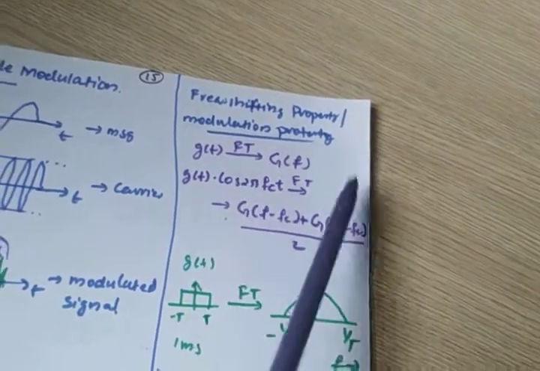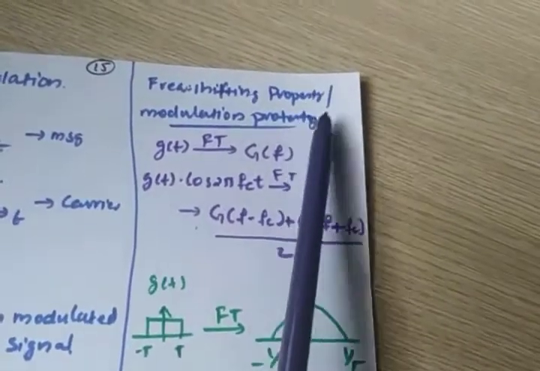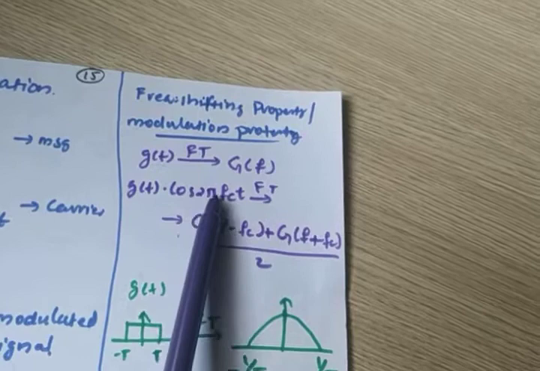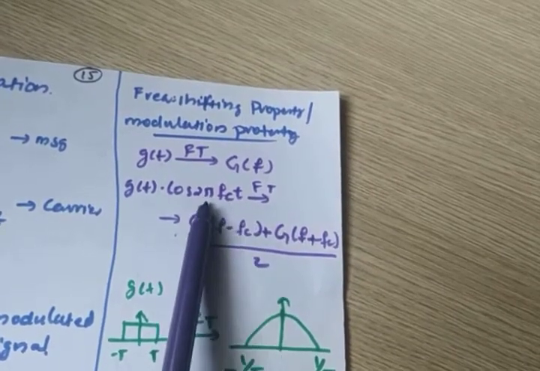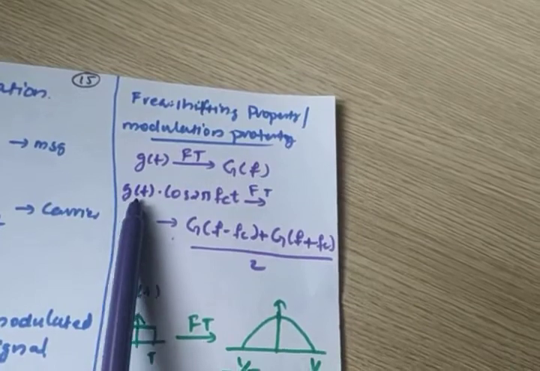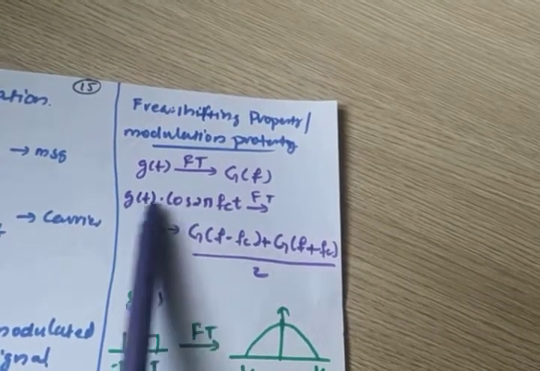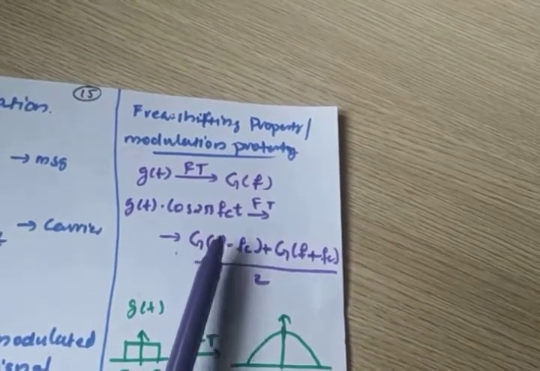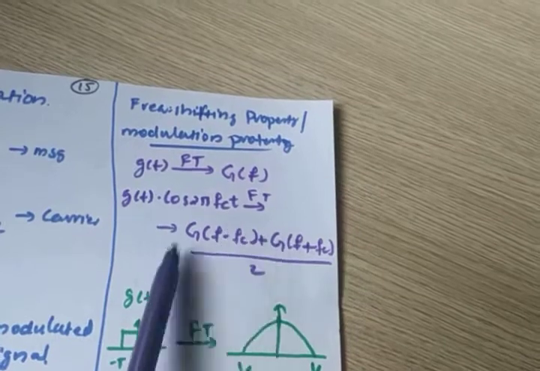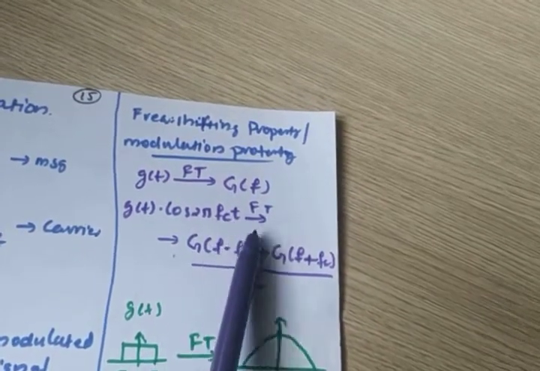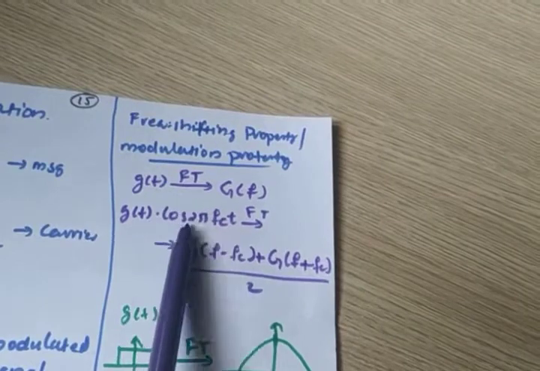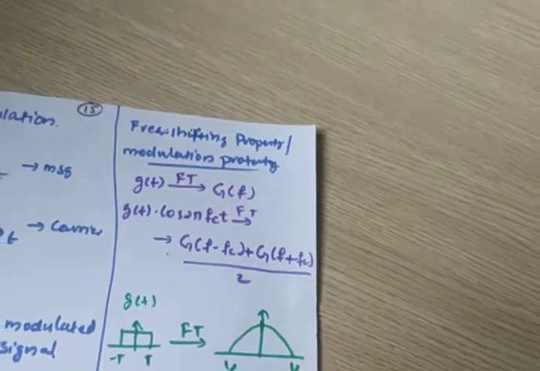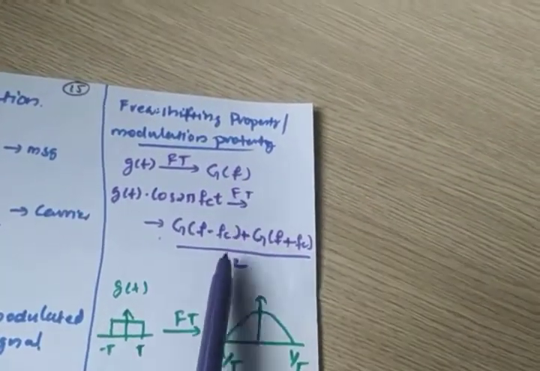So there is a property called the frequency shifting property or modulation property. It is like this: G of t cos 2 pi fct. This is our carrier, and this is our message. The message is multiplied by the carrier. Simply take the Fourier transform, and you will get G of f minus fc plus G of f plus fc, by 2. This is a general property that you have to study. So G of t cos 2 pi fct equals G of f minus fc plus G of f plus fc, by 2. Just keep this property in mind.